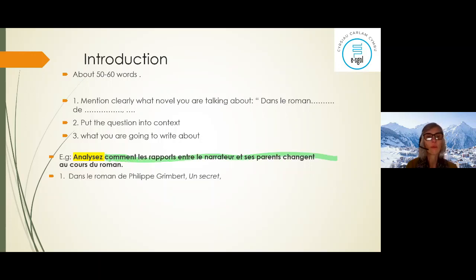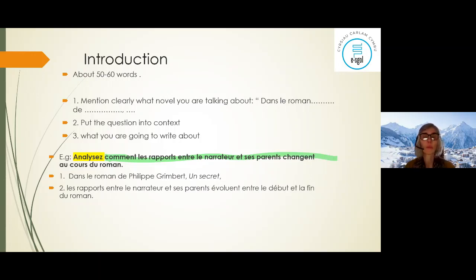So, dans le roman de Philippe Grimbert, Un secret. And that's simple. You could say, dans le roman Un secret de Philippe Grimbert, present it as you want, as long as you say everything. Then, I put the question, les rapports entre le narrateur et ses parents évoluent entre le début et la fin du roman. I could have kept change. It's not a problem. And I put the timing, début et la fin du roman, so it's in the whole novel. And more or less, I copy what was written in the question, okay?